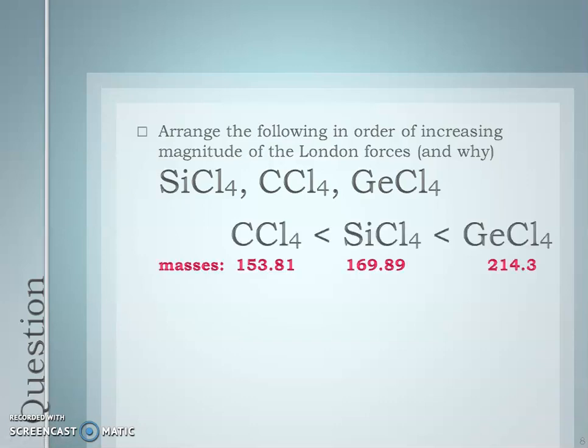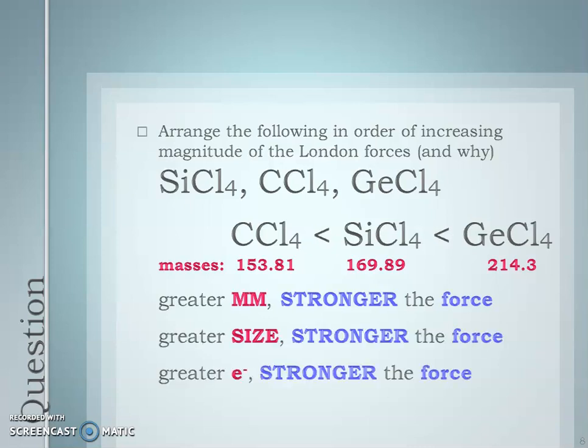So I did it this way according to mass because I told you that the structure would basically all be the same. They're all tetrahedral. So the bigger the molecule, the more the molar mass, and that would be the stronger the force. You could take into consideration all three things there. More molar mass, greater size, or even more electrons would mean that the strength is more. As a reminder, this little arrow is like an alligator, so the small point would be the smaller guy and the opening, the bigger end, would be the bigger guy, just so you know which way it is pointing, because you'll see that a lot in the AP.